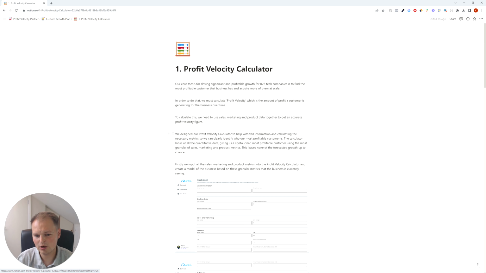So we designed our profit velocity calculator to help with this information and calculating the necessary metrics so we can clearly identify who our most profitable customer is. The calculator looks at all of the quantitative data, giving us a crystal clear most profitable customer using the most granular of sales, marketing, and product metrics. This leaves none of the forecasted growth up to chance.